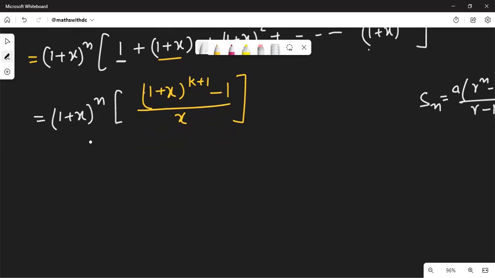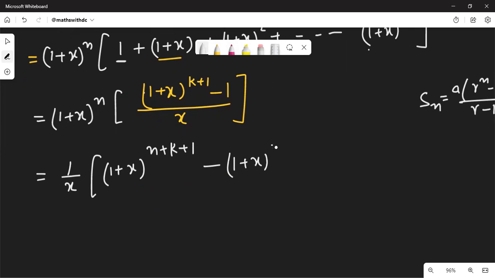Now we can simply open it. When you open it, 1 by x is common. So let me write 1 by x outside. And inside I will get 1 plus x to power n plus k plus 1, minus 1 plus x to power n. And we are almost done.